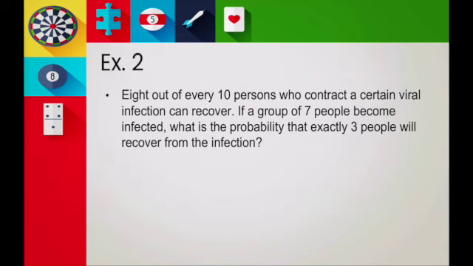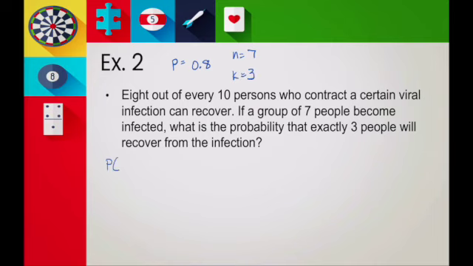8 out of every 10 persons who contract a certain viral infection can recover. If a group of 7 people become infected, what's the probability that exactly 3 people will recover? So our probability, P, of recovery is 8 out of 10, which is 0.8. A group of 7 people become infected, so our N, which is our total, is 7. And we want exactly 3 people to recover, so our K is 3.